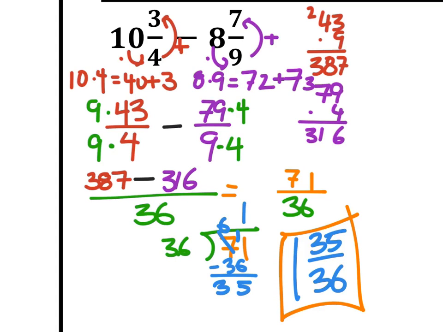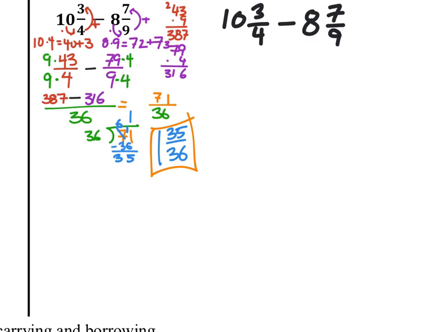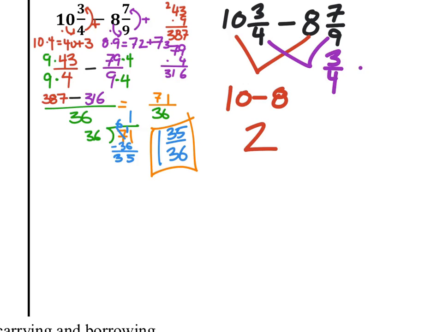But as promised before we started, I said I would do the second method as well. Alright, so if I was to use the second method, the first thing I would do, again, I would take 10 and subtract the 8, which is 2. Now notice, our answer had a 1 instead of a 2 as the whole number. That's going to change here because of the borrowing. And then I would have 3/4 minus 7/9.